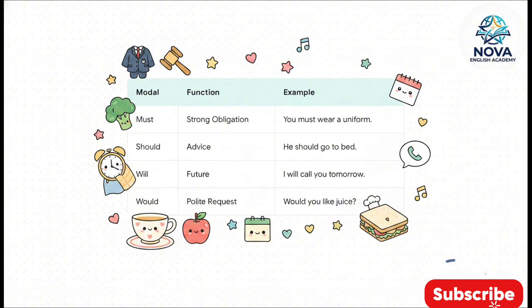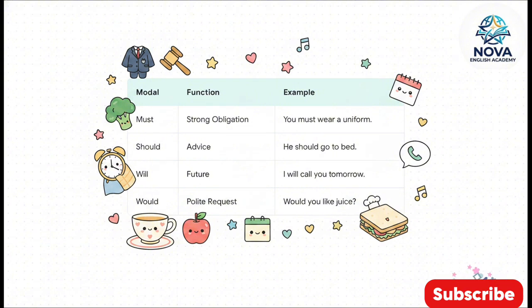Moving right along to the second half. Must lays down the law. It is all about strong obligations and absolute necessities. If a rule says, you must wear your school uniform, yeah, there is zero negotiating there. Or as a moral necessity like, we must be kind to everyone. Next up, should. This one is much gentler. It offers advice rather than a strict command. Think of it as a strong recommendation. You should eat healthy food, or he should go to bed early.